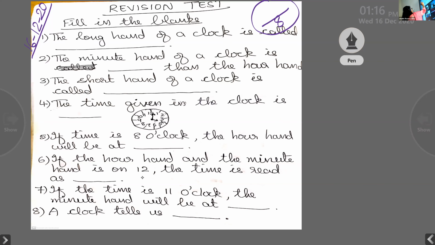I'm going to write the spelling here. Check. M-I-N-U-T-E. Minute hand. If the answer is correct and the spelling is correct, put a tick mark. Minute hand.